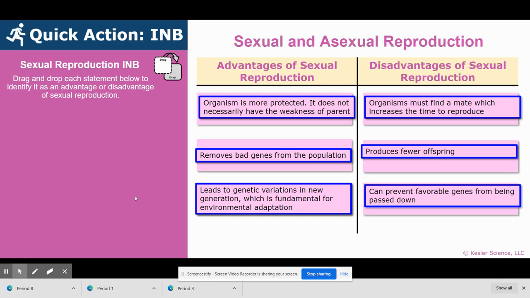Okay, so now you have to click and drag your cards to match the advantages and disadvantages of sexual reproduction. One advantage is that organisms are going to be more protected. It doesn't necessarily have the weakness of the parent. It's going to remove bad genes from the population, and it can lead to genetic variations in the new generation, which is fundamental for environmental adaptation. The disadvantages of sexual reproduction: organisms have to find a mate that increases the time for reproduction. It's going to produce fewer offspring, and it can sometimes prevent favorable genes from being passed down.